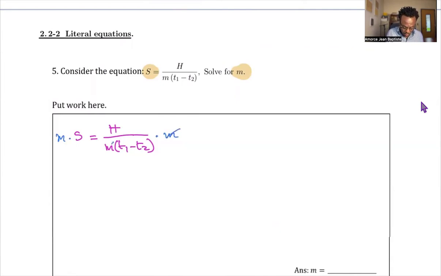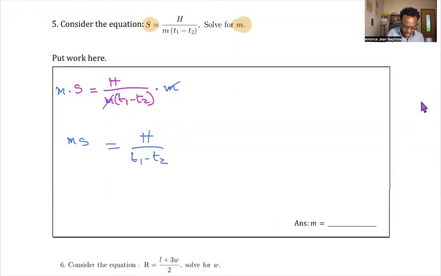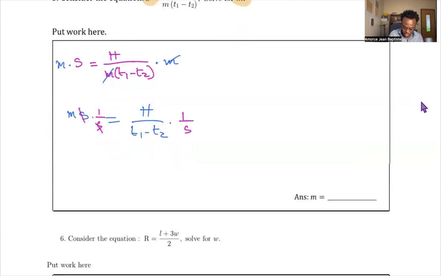That allows me to simplify by M. My new equation becomes M S equals H times (T1 minus T2). Now, if I multiply both sides of my equation by 1 over S, I'm allowed to cancel that S here, and then I will have M equals H over S times (T1 minus T2). So M is H over S times (T1 minus T2).